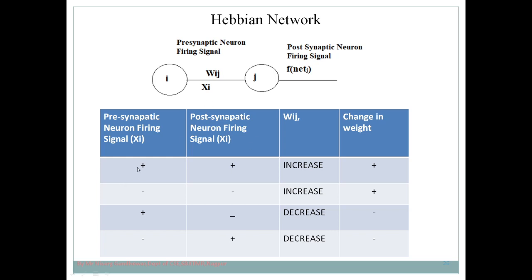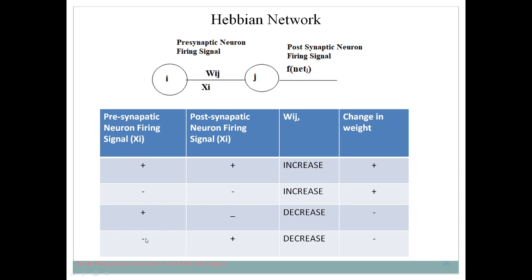In this case it's very clear that both are plus, so obviously you are going to increase the weight. A few students may have confusion: sir, in this case both are negative, still you are increasing the weight. Because I talk about synchronous: if both the neurons are activated synchronously, then there is an increase in the weight. Though it is negative, both neurons i and j are activated at the same time, that's why there is an increase in the weight.